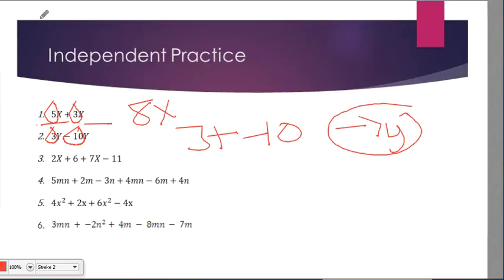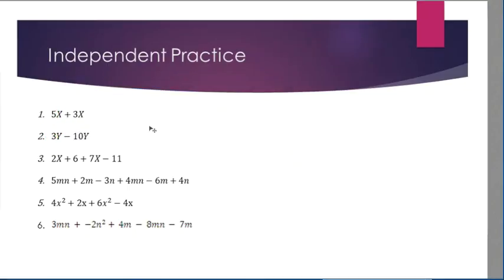Okay, let's look at number 3. On number 3, we have 2x and 7x. Those are like terms. So we're going to combine the 2 and the positive 7. That's going to give us 9x. Okay. We also have, I'm going to go ahead and clear this off so we don't get confused. Okay, so we have a 9x. Okay, so we just took care of these ones, right? We just combined these.